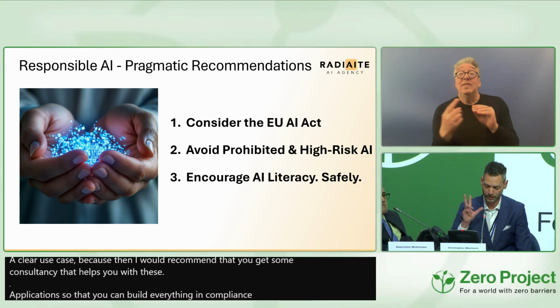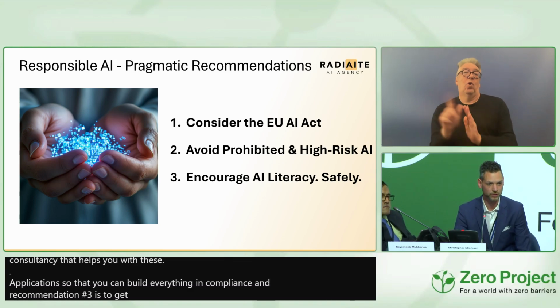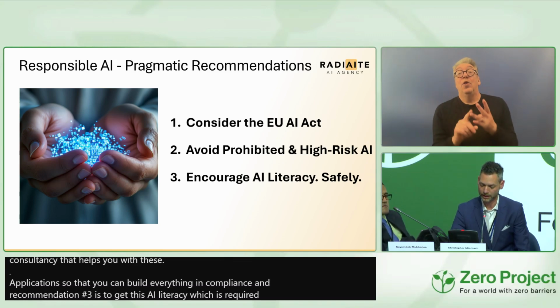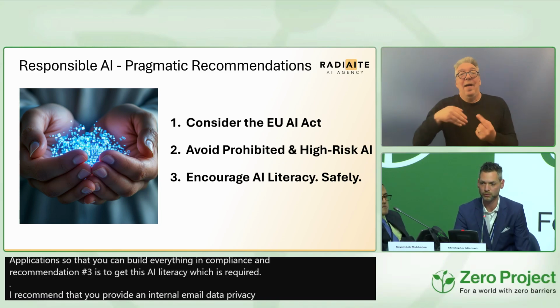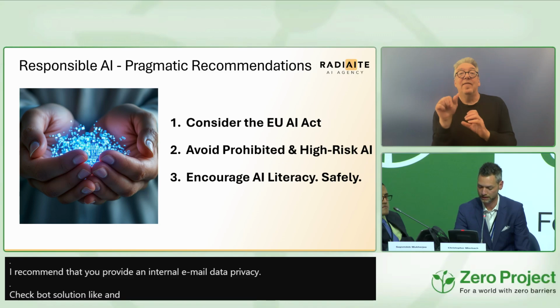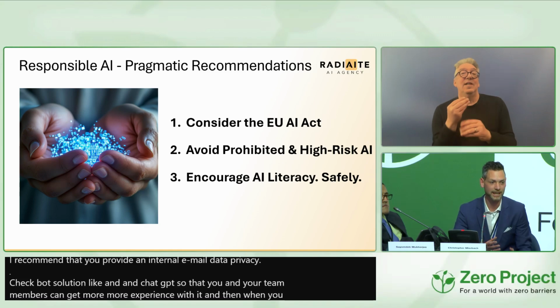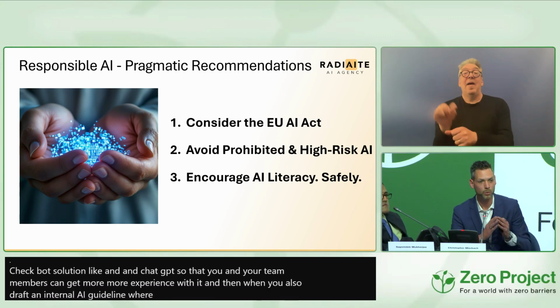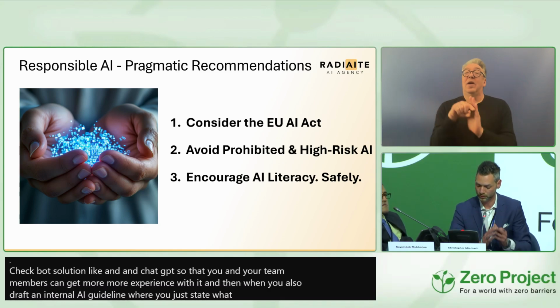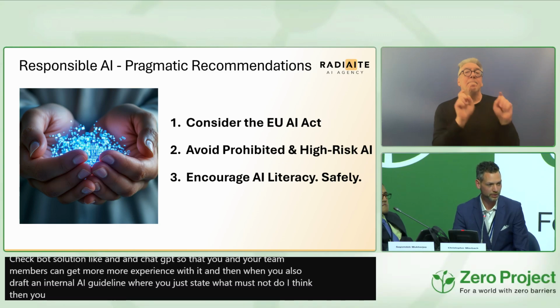And recommendation number 3 is to get this AI literacy, which is required. I recommend that you provide an internal, ideally data privacy compliant, chatbot solution like ChatGPT, so that you and your team members can get more experience with it. And then when you also draft an internal AI guideline where you just state what the must-not-dos are, I think then you have a good starting point at least.